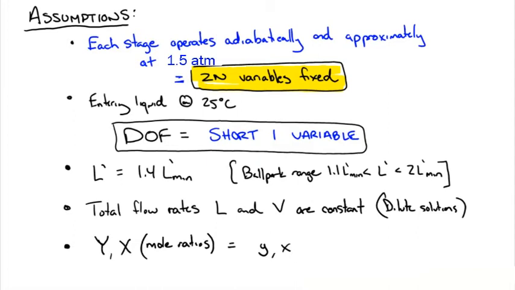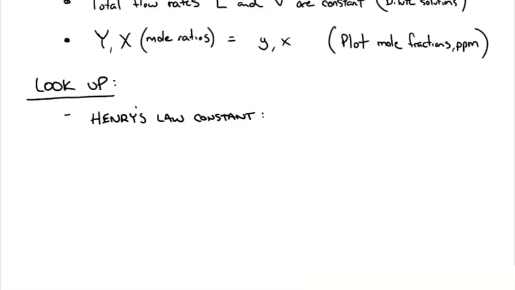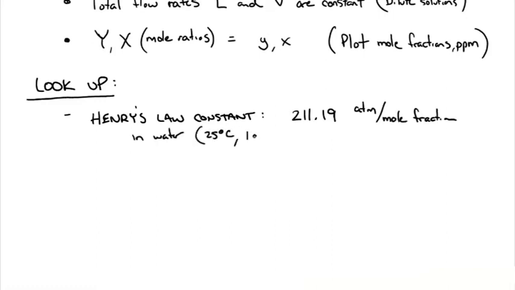So we can plot the McCabe-Thiele diagram just in terms of the parts per million as our mole fractions. And lastly, the only thing we need left, not an assumption, is to pick some kind of phase equilibrium information for this system. In this case, with chloroform at the concentrations we're using, we can assume Henry's law, which we could look up for this system in a handbook and see that chloroform has a Henry's law constant of 211.19, and this is atmosphere per mole fraction, in water, at 25 degrees Celsius and 1 atmosphere.